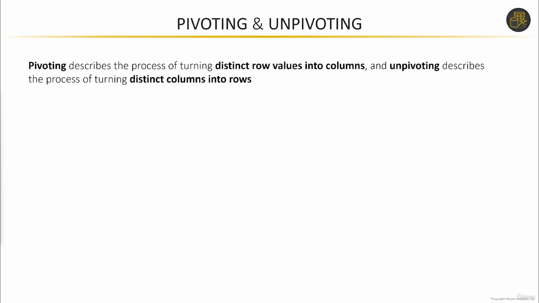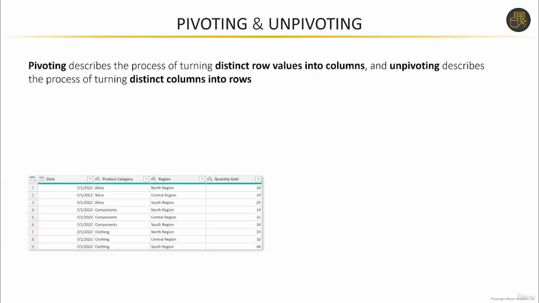So, the way I describe it, pivoting is just a fancy way to describe the process of turning distinct row values into columns, which is called pivoting, or turning columns into rows, which is called unpivoting. Now, it sounds pretty simple on the surface, but it's actually a little bit tricky to get the hang of. Well, at least it was for me. And I'm a visual learner, and what I'm about to show you is what finally caused it to click for me.